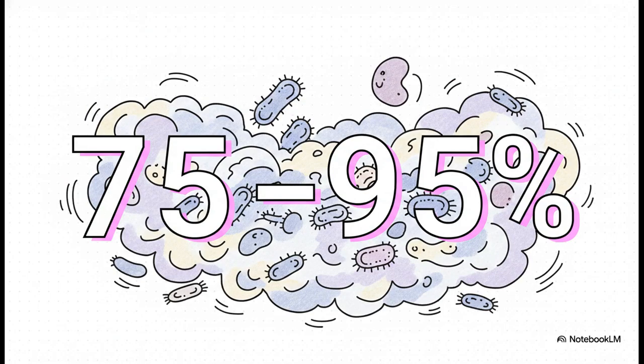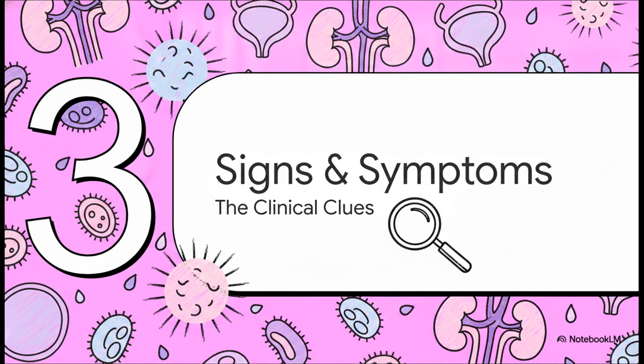But here is the absolutely crucial takeaway. A massive 75 to 95% of community-acquired UTIs are orchestrated by a single mastermind suspect, Escherichia coli. E. coli is far and away the most common cause you're going to encounter when treating otherwise healthy individuals out in the community.